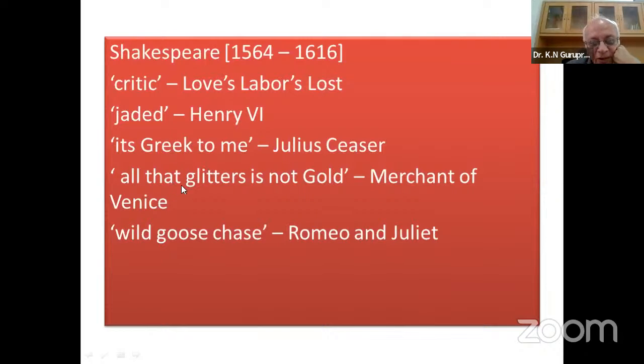Then "all that glitters is not gold" is a very familiar phrase which was used by Shakespeare in Merchant of Venice. And then "wild goose chase," when you make a futile attempt in finding something, was used in Romeo and Juliet. So Shakespeare used a lot of these words. I took these words because Shakespeare was not a manager, but still he used the word management for the first time in his literature. So you will find in literature when this word was used first.